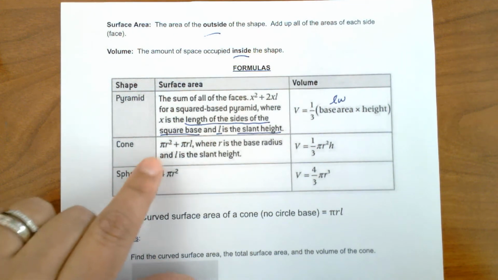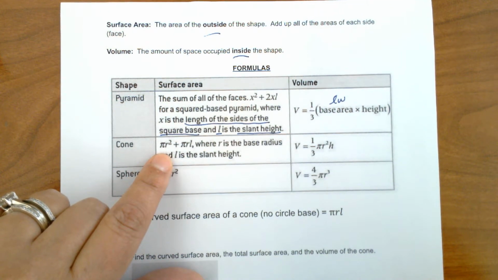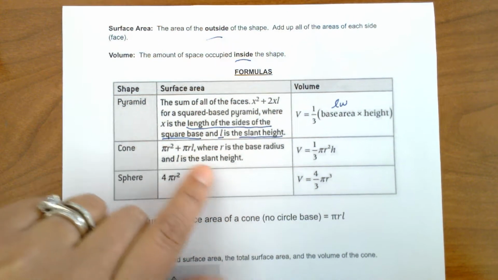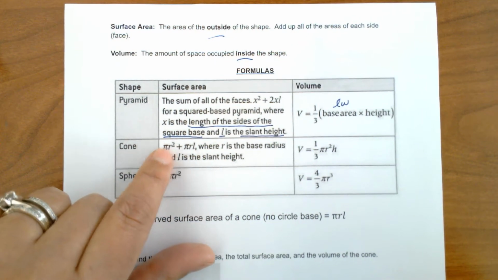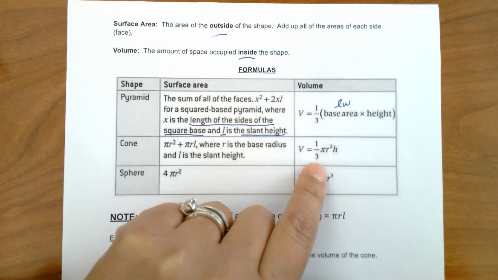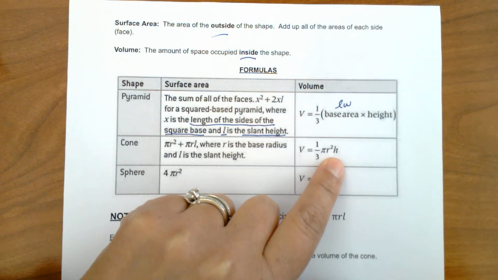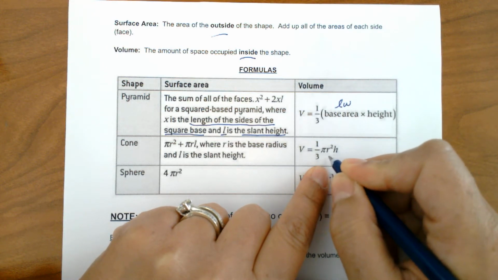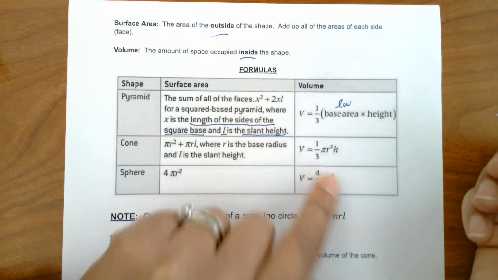For a cone, our surface area is pi r squared plus pi r L. r is the radius, L is the slant height. I just want you to know that this right here, pi r squared, that's actually the area of the base. Our volume is 1/3 pi r squared h. Radius for r, height is h. And again, notice this right here, pi r squared, that's the area of the base.